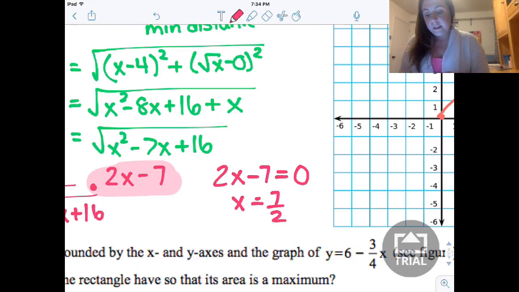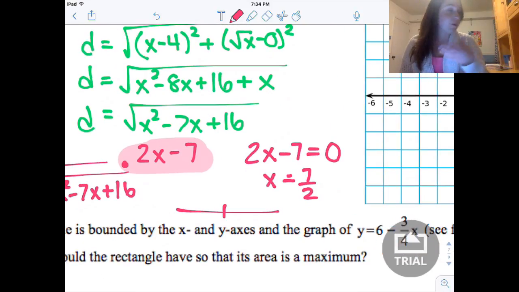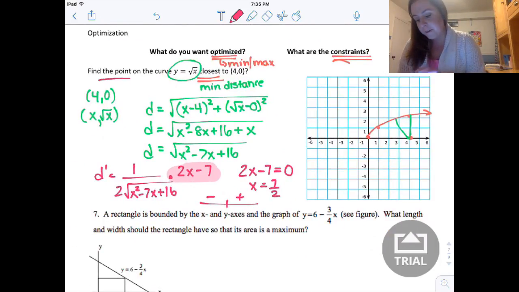Now, I want to actually test that that is a minimum. Ideally, especially if you have your calculator, you're plugging in a number smaller than that and then a number bigger than that. For the number smaller than that, plug in 0, plug in whatever. This is going to go from negative to positive, so it is a minimum. Since it asked for the point, the x value would be 7 over 2, and the y value would be the square root of that.